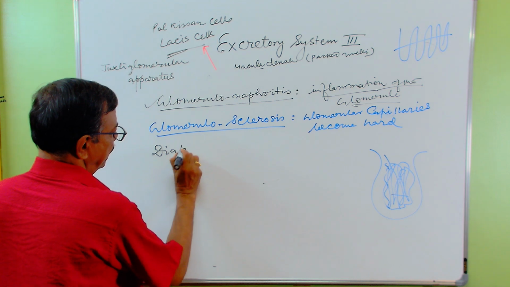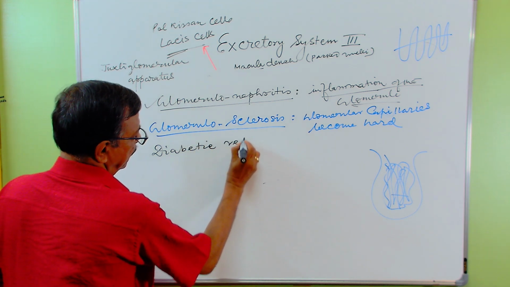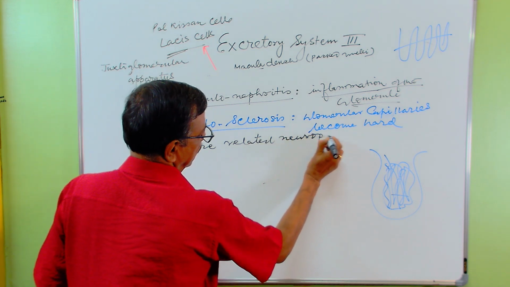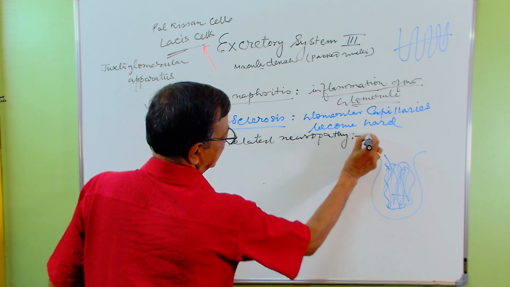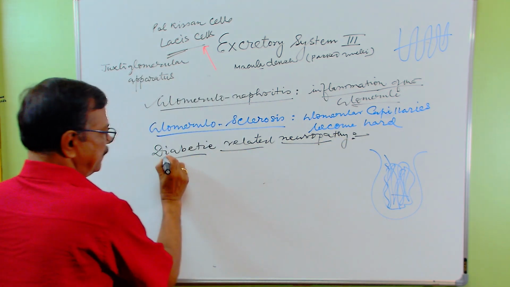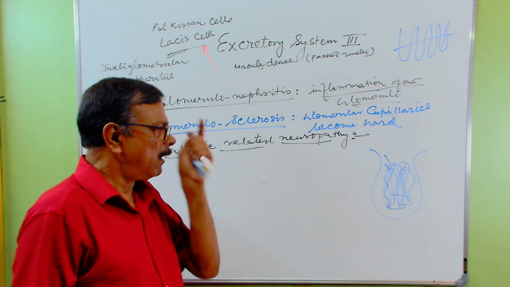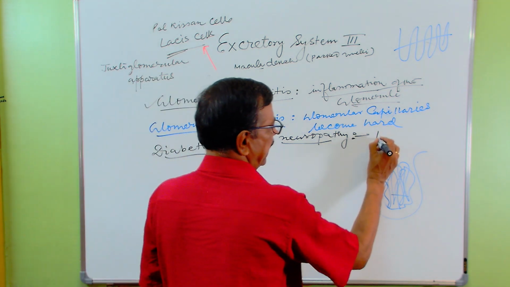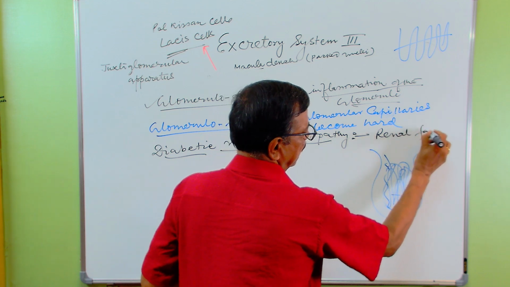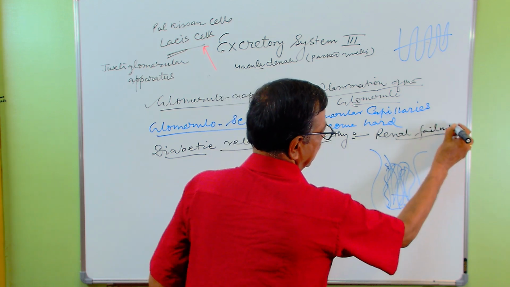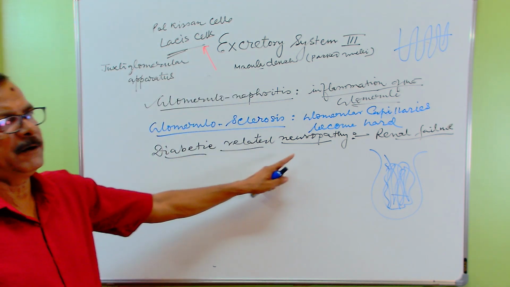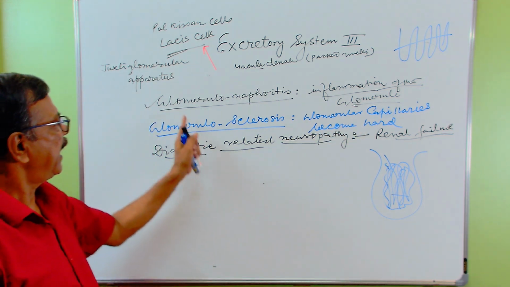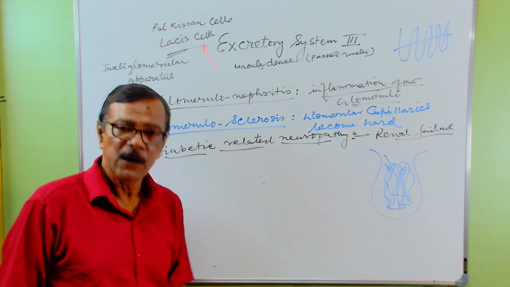Sometimes diabetes-related neuropathy occurs. Because of the diabetes, some nerves get infected or destroyed. So in that case also renal failure may occur. Renal failure can be caused by diabetes-related neuropathy. Glomerulosclerosis is when glomerular capillaries become hard, and glomerulonephritis is inflammation of the glomeruli.